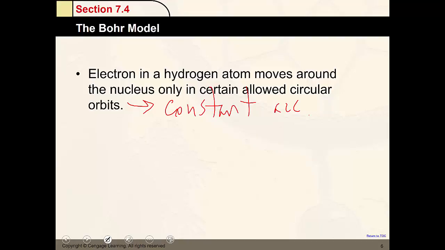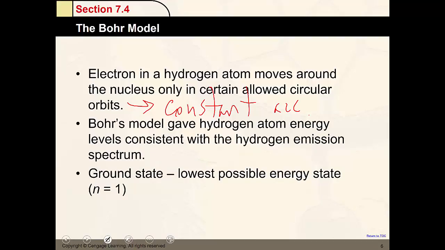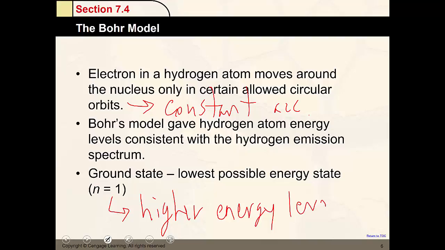Only certain orbits are allowed, and that's consistent with the line spectrum. How we label these different states: the ground state, the lowest energy state, the one closest to the nucleus, is n equals 1. Then, as we get farther and farther away from the nucleus, to higher energy levels, we just label those with whole numbers: n equals 2, 3, 4, and so on. At these certain levels, the electron has to be moving at a certain speed, or, as you saw in the simulation on your computer, the atom would go kaboom.